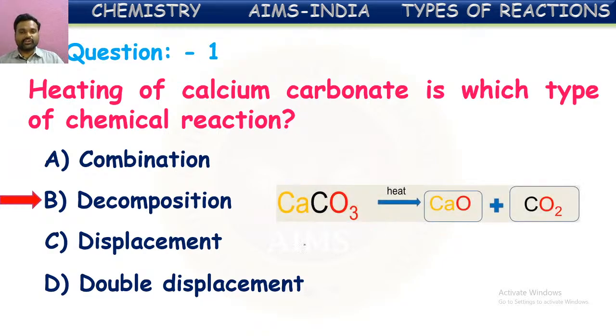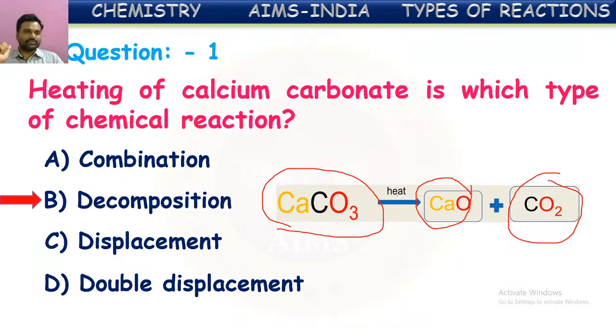You see it equationally: calcium carbonate is a compound. On heating, it forms calcium oxide and carbon dioxide, two simpler substances. So one compound splits into two or more simpler substances. It is a chemical decomposition reaction. It is also called thermal decomposition, because this decomposition is happening in the presence of heat. So this comes under thermal decomposition also. So B is the correct answer for this.